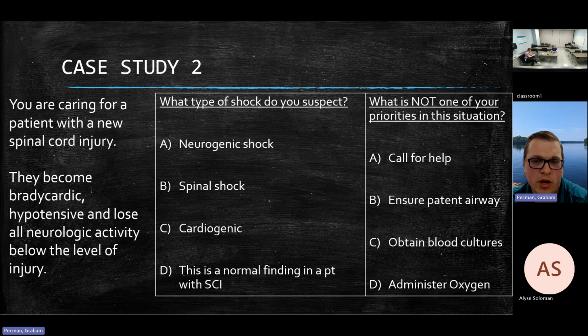And then what's not one of our priorities in this situation? Yes, obtaining blood cultures is, unless we're also suspecting an infection, not generally going to be one of the priorities. And yes, I could see rationalizing calling for help is not a priority, depending on your area. If the patients are coming into the emergency department following a new spinal cord injury and we get advanced notice, often everyone who's going to need to be there is already there anyways.